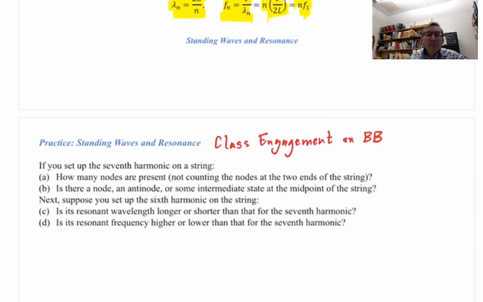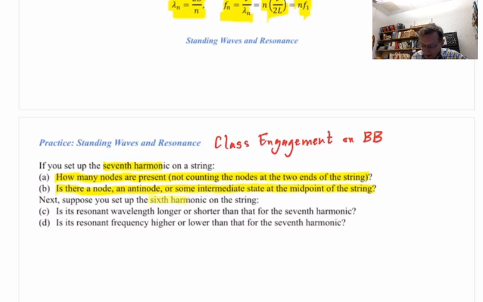If you set up the 7th harmonic on a string, as I showed you on the animation, questions. How many nodes are present, not counting the nodes at the 2 ends? Is there a node, an antinode, or some intermediate state at the very middle point of the string? Next, suppose you set up the 6th harmonic. So that was the 7th harmonic.